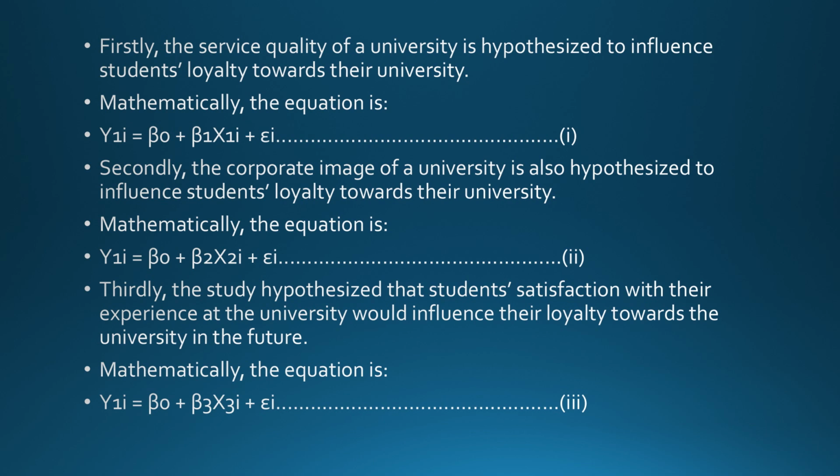Secondly, the corporate image of a university is also hypothesized to influence students' loyalty towards their university. Mathematically, the equation is y1i equals beta 0 plus beta 2 x2i plus epsilon i, 2. Thirdly, the study hypothesized that students' satisfaction with their experience at the university would influence their loyalty towards the university in the future. Mathematically, the equation is y1i equals beta 0 plus beta 3 x3i plus epsilon i, 3.